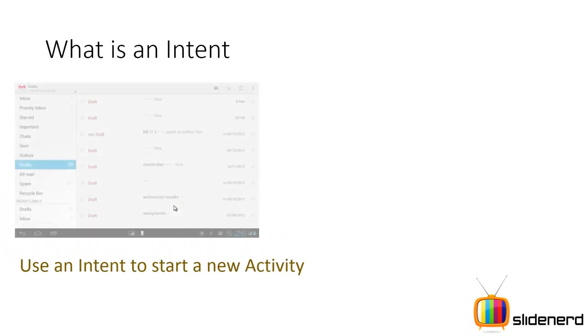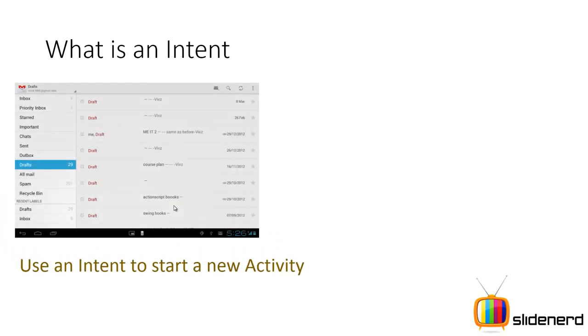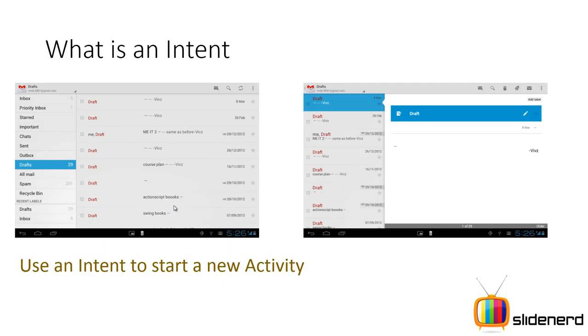What an intent does. The first thing, you have this activity over here, which is nothing but an email activity. You have a draft stuff over here. If I click on one of the drafts, it opens a new activity. Actually, this may be a fragment, but I'm assuming that it is an activity for now. So your intents are used to start new activities from wherever you are, right? It's like going to a different page in HTML, and that's what your intent actually does.